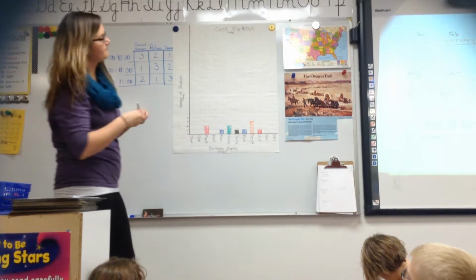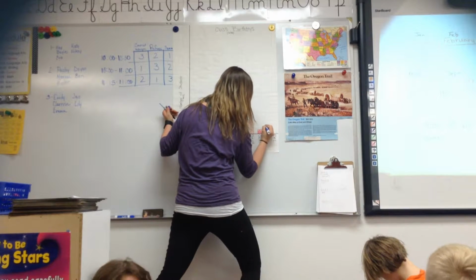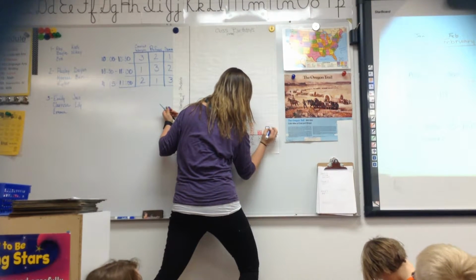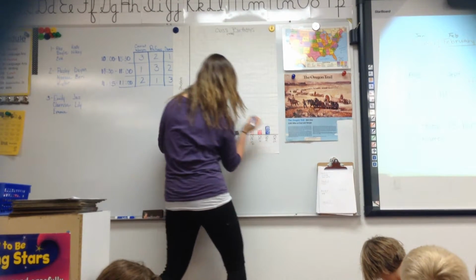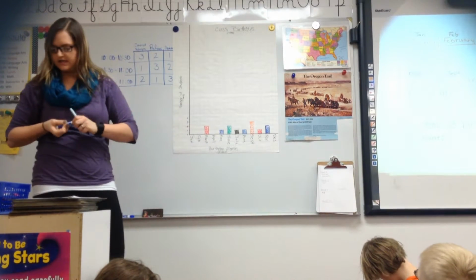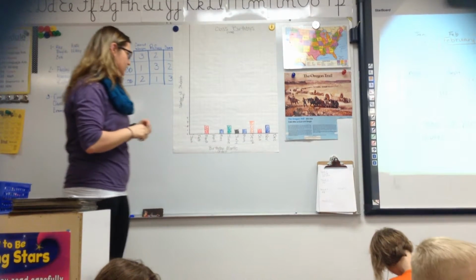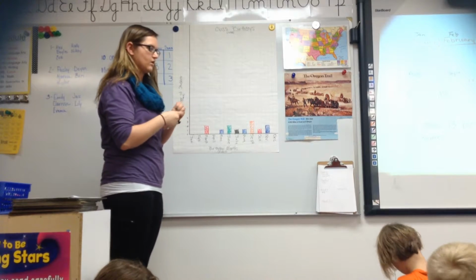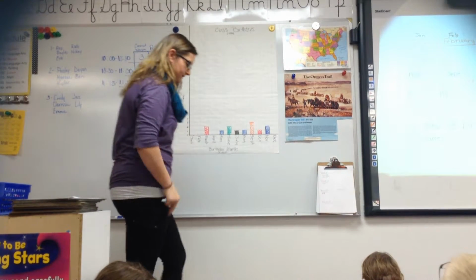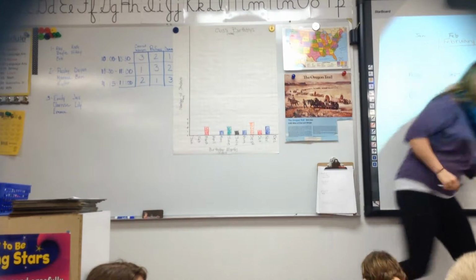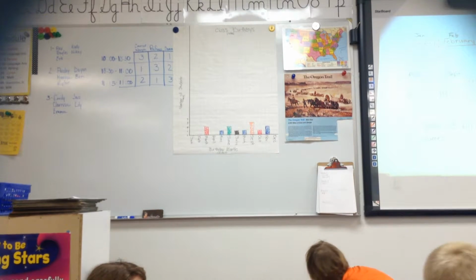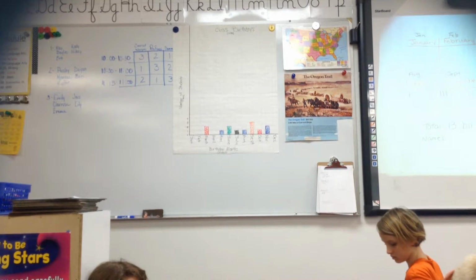Go quick. November's 2 and December is what? 0. Very good. So what did we say our most birthdays were in 1 month? Emily. September. Very good.